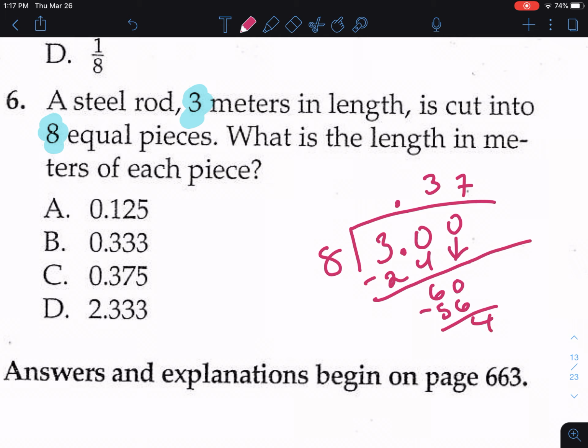Subtract, oh, I got another one. I got a 4. So let's bring another 0 into this. Oh, 8 times 5 will give me 40. And that's our answer, 0.375. Right there. Okay, so you guys go ahead, work on the rest. Tonight after class, I'm going to post the answers.